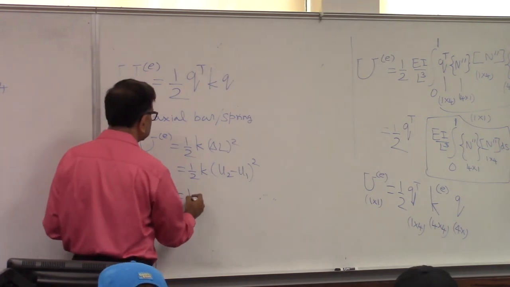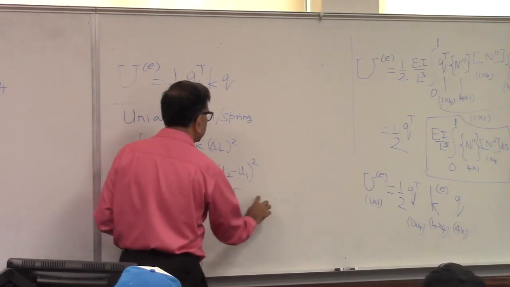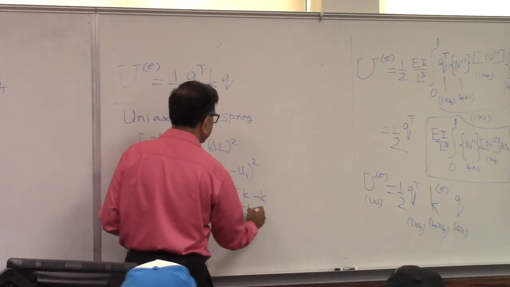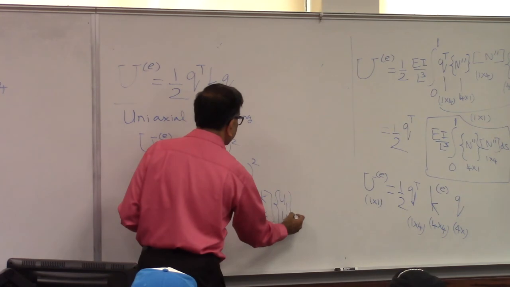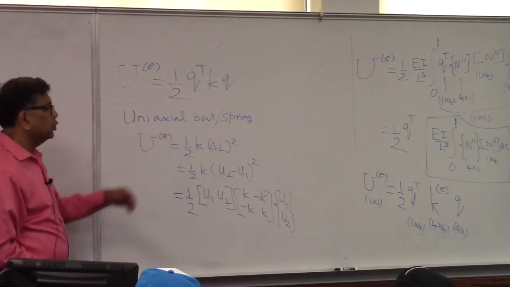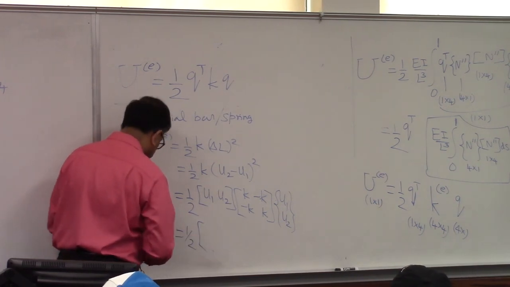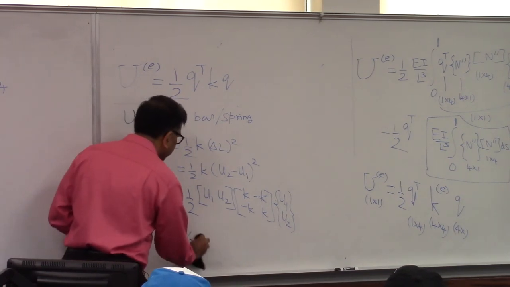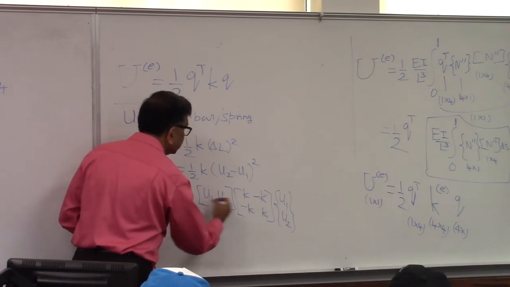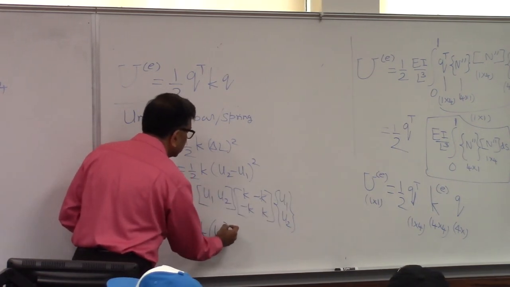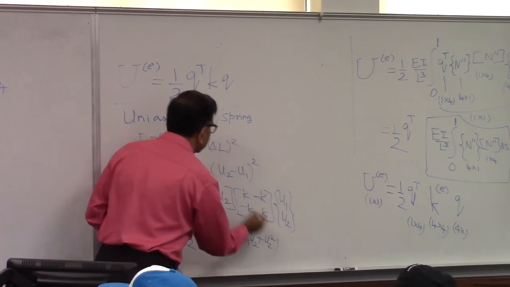Now when you go home, verify this is same as 1/2 [U1 U2] times the matrix [K, minus K; minus K, K] times [U1 U2]. If you multiply these three matrices, you will get this. K is a common factor, and the quadratic form is U1 square minus 2 U1 U2 plus U2 square, which is same as this one.